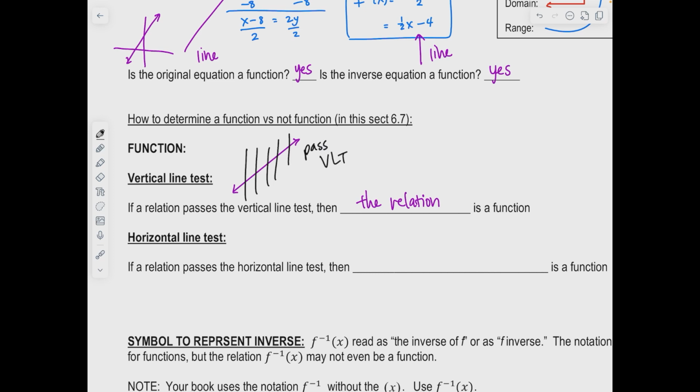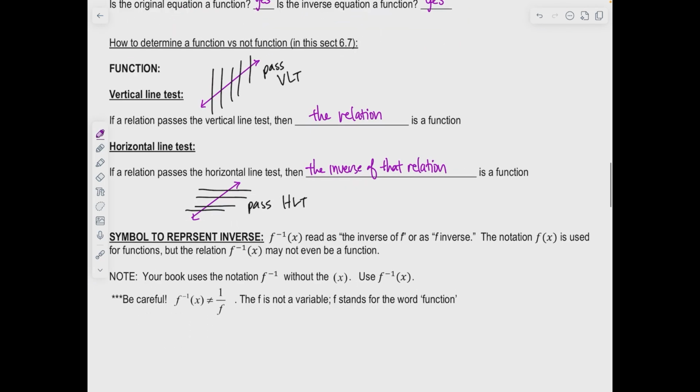The horizontal line test is the same concept. The horizontal line test says that if a relation passes the horizontal line test, then the inverse of that relation is going to be a function. So again, if I take that line and draw a horizontal line and it does not go through more than one point, that means the inverse of that will be a function.